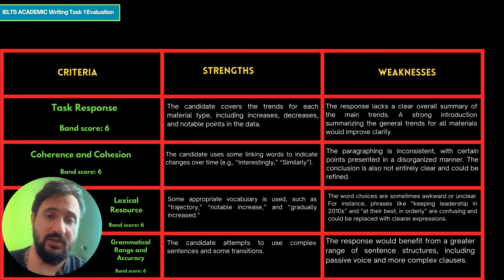So overall, task achievement, coherence and cohesion, and lexical resource will be 6. But grammatical range and accuracy will be 5.5 because there are a lot of mistakes. So overall, I can say it is 6.